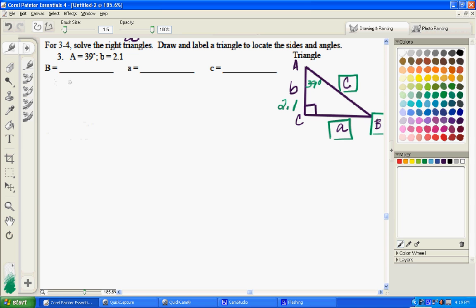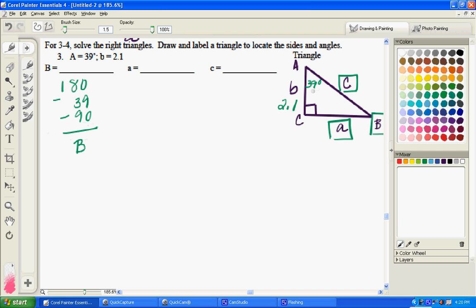So angle B is easy. Because I have one of the angles and I'm looking for the other one, I'm going to keep in mind that 180 degrees minus the other two angles should give me angle B. On side A, and I'm going to do that in just a minute, I'm going to keep in mind what I have.